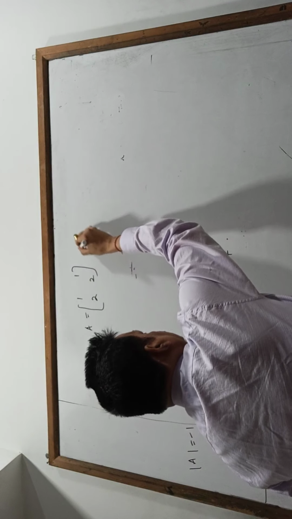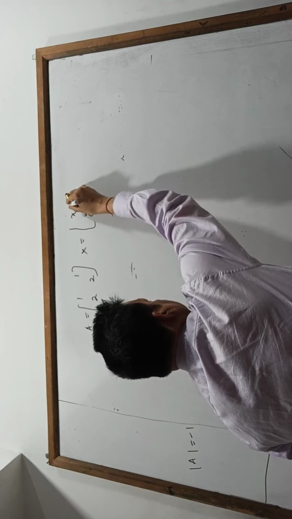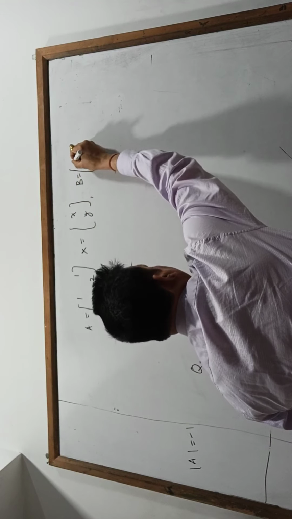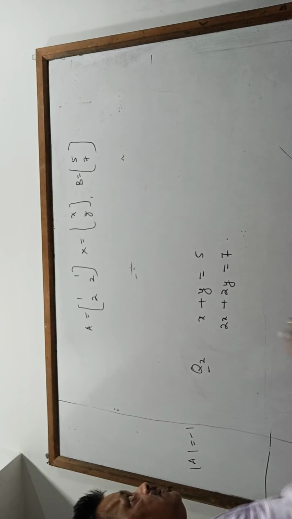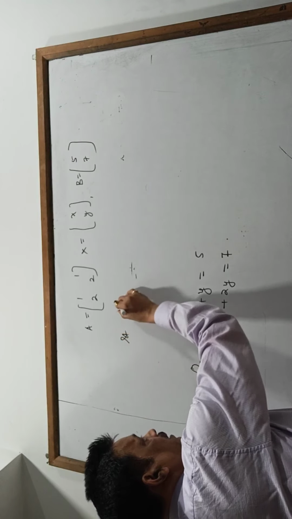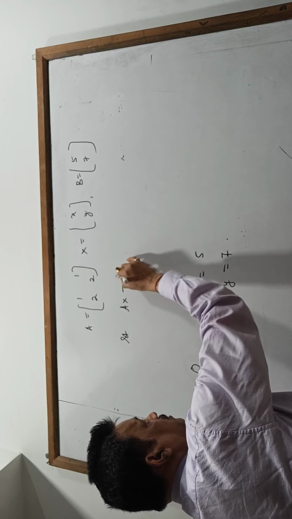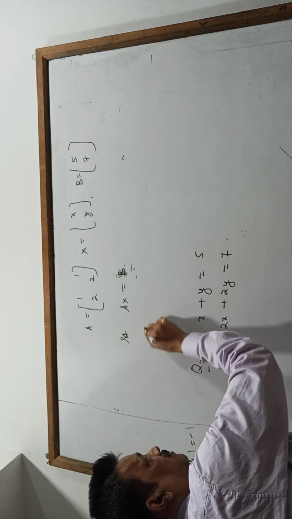Then X will be the matrix [x, y]. B will be the matrix [5, 7], such that AX equals B. So first you have to check what is the determinant of A.